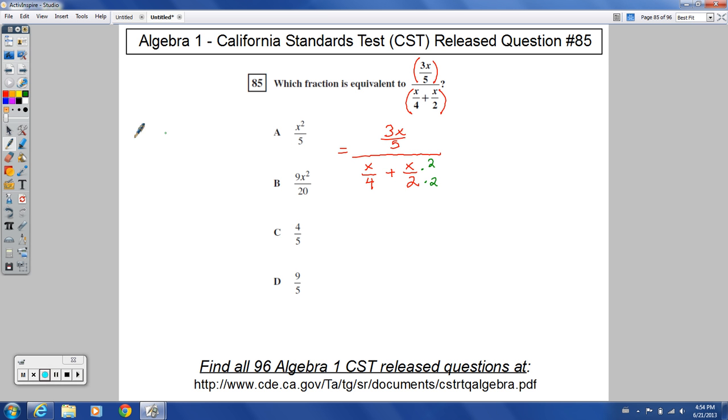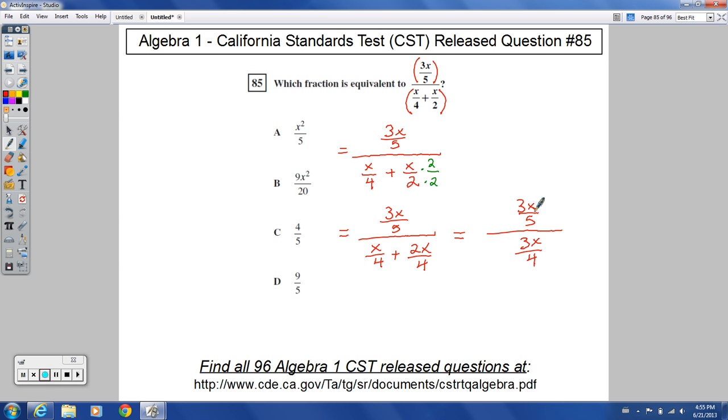I can multiply by the same thing divided by itself. It's like multiplying by 1. It's not going to change the number, just the way it looks. And so that would give me this instead, 3x over 5 divided by x over 4 plus 2x over 4. And now that that's the same, I could put that together. I can combine like terms in the numerators and just leave the denominators the same. And so I would have 3x over 4 on the bottom.